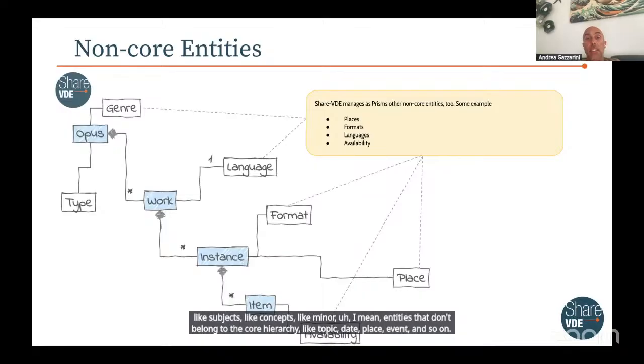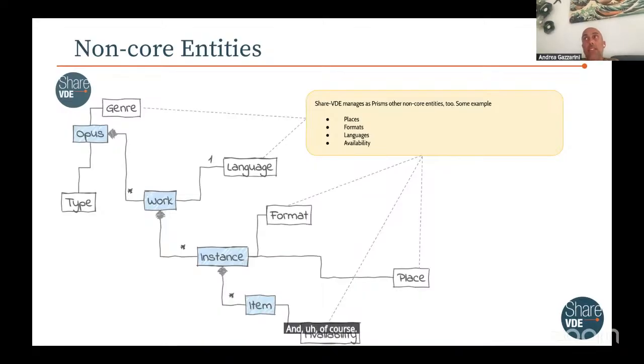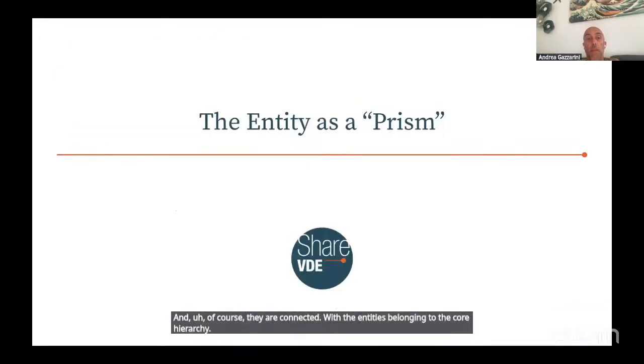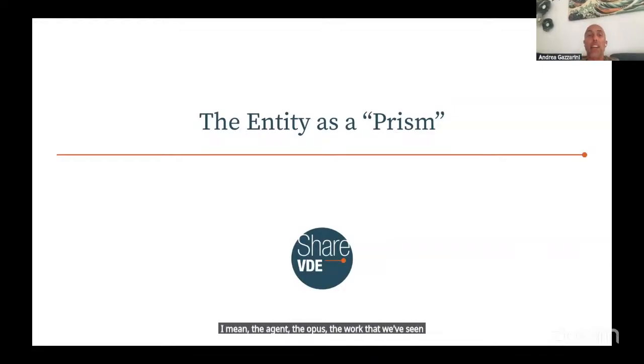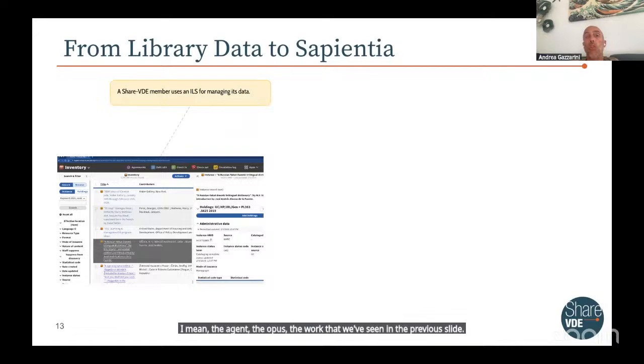And of course, they are connected with the entities belonging to the core hierarchies. What about the single entity? I mean, the agent, the opus, the work that we've seen in the previous slides. We call those entities prism. The fundamental entity of the Sapienza knowledge base is called prism.